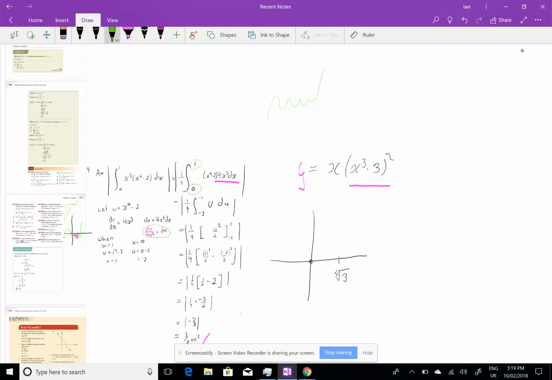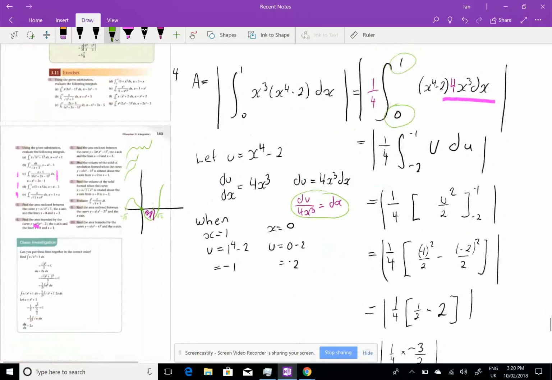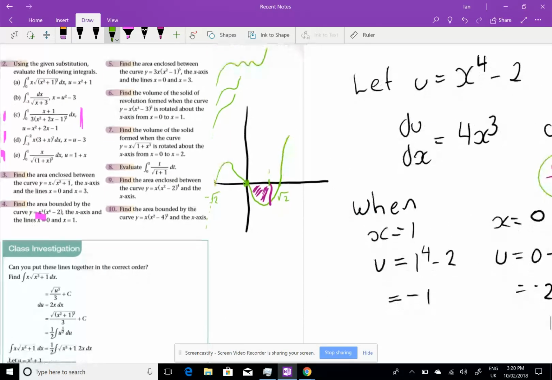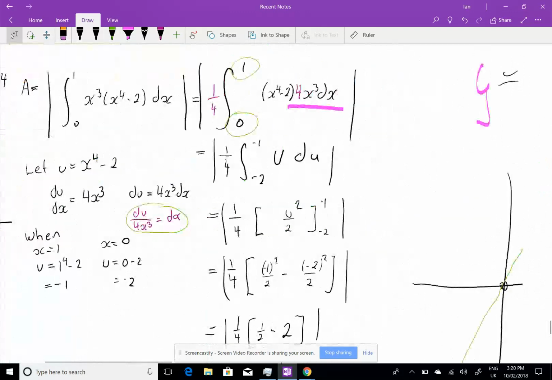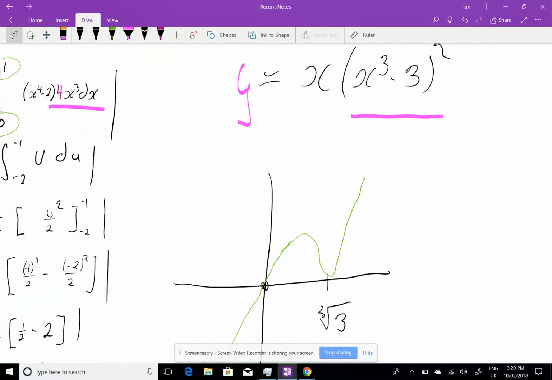So I reckon it's going to do, what did I say that was? The double root's a turning point. It's going to do something like that. It could do some other crazy stuff either side, but I reckon essentially that's what it's going to do. And I'm going to rotate this volume between 0 and 1. Now I know that the cube root of 3 is more than 1. So I know that 1's here somewhere.